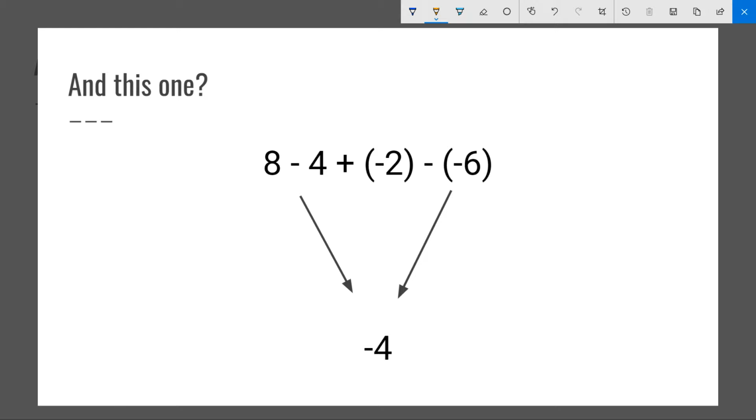we have 8, take away 4. Okay, so that leaves us with 4. Then we're going to add -2. We can even kind of rewrite this. When there's two signs next to each other, adding -2 is really subtracting 2. Subtraction overtakes addition. But after that, the minus -6, when you're subtracting a negative number, it's the same as adding it. Okay, so let's start over from the beginning again. 4 minus 2 would be 2. Plus 6, we should really end up with 8 on that problem.